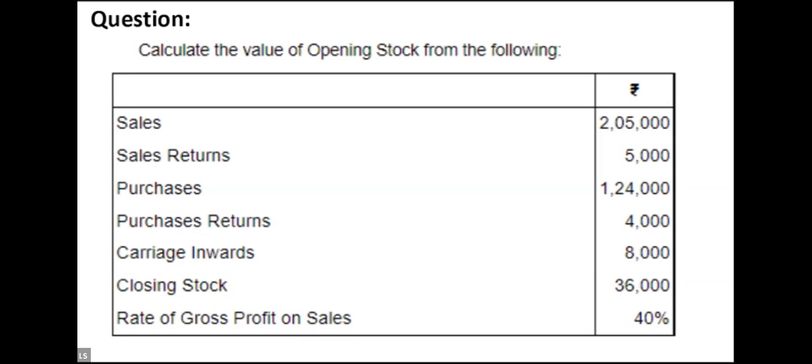Do this question, Alexander and Steve. In this question, we need to find out the value of the opening stock from all this information. We have sales, sales return, purchases, purchase return, carriage inward is given, and then we have closing stock, rate of gross profit as well.